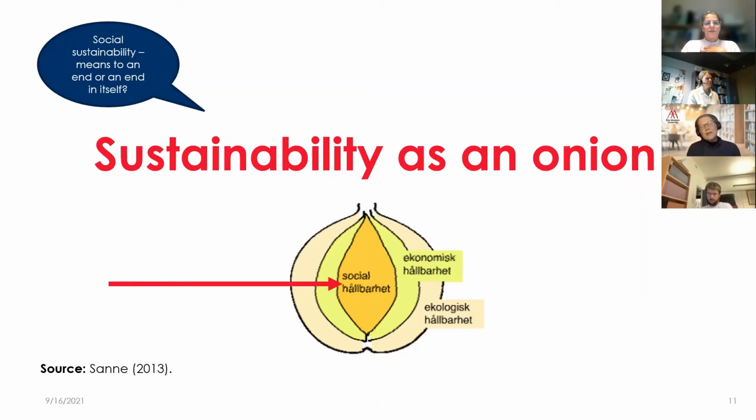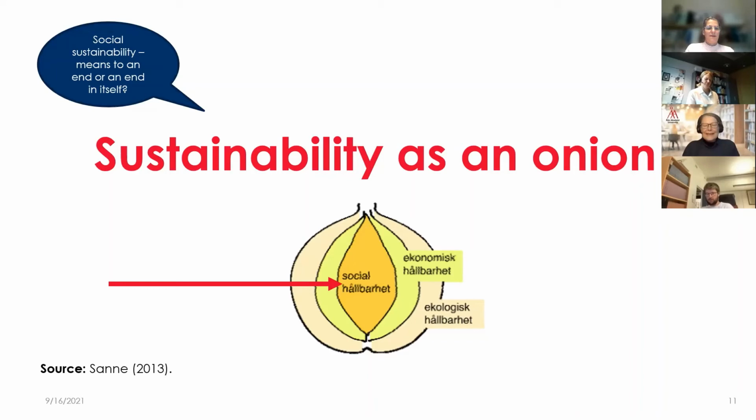Unfortunately, the picture is in Swedish. I couldn't find it in English, but I'm sure you can guess which is which, because the words are so similar in this case. Hållbarhet, that's sustainability, but then there is the economy, ecology, and social sustainability. And here, the social sustainability is in the middle. For him, this means that social sustainability is the goal. That's the most important thing, because that guarantees that people in society have good lives.